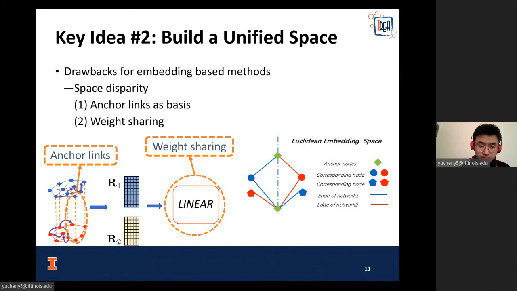So if these two networks are very similar, their RWR matrices will be very similar. Also, we use weight-sharing components for both networks, so they always have the same weights and parameters throughout the whole model. For example, in this example, the blue round node and the right round node will be aligned together, and they will have exactly the same embeddings when they have finished their embedding process.